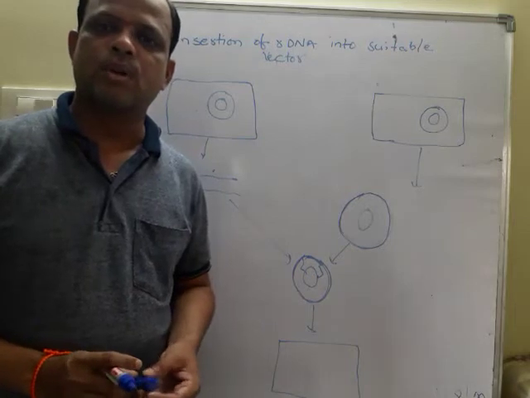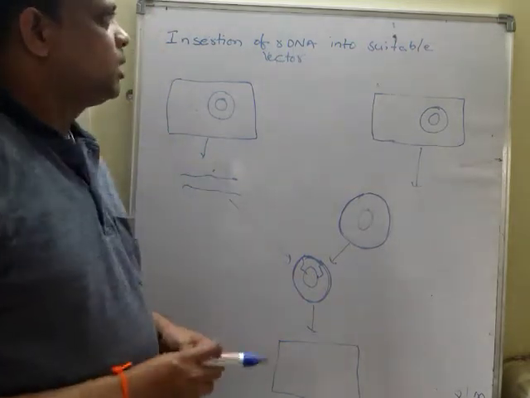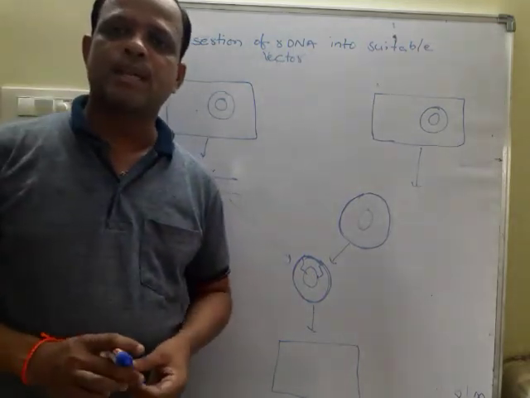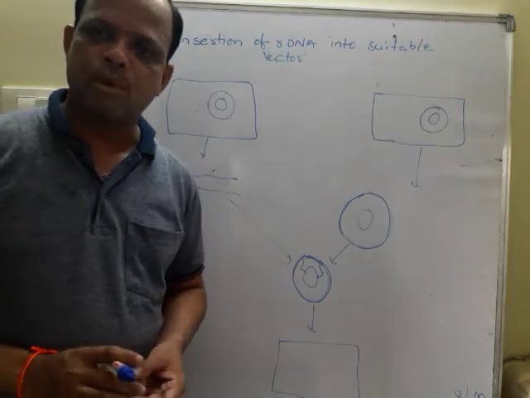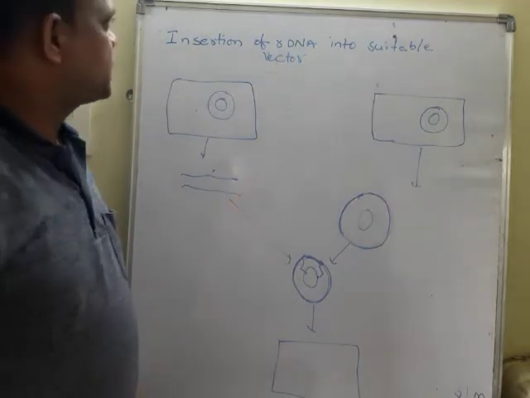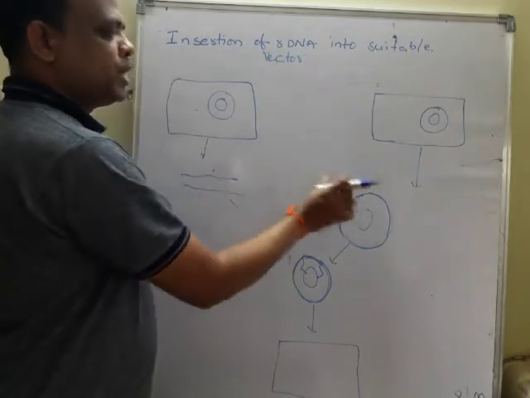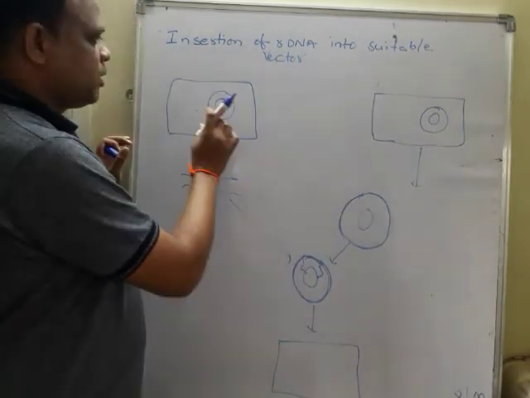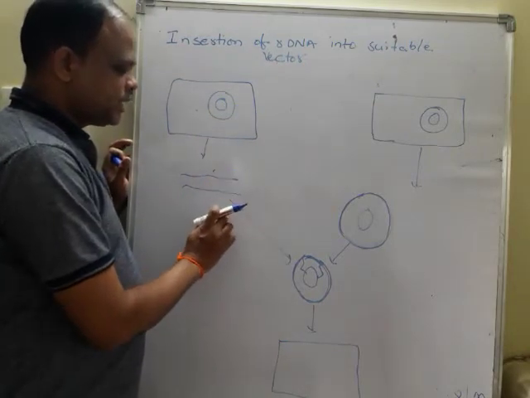Yesterday's class, we discussed the isolation of the desired gene, cleavage of DNA, and the number of fragments. Now the next point is insertion of rDNA into a suitable vector. Before that, the isolation of DNA is completed.